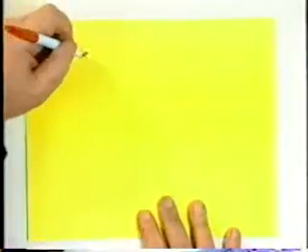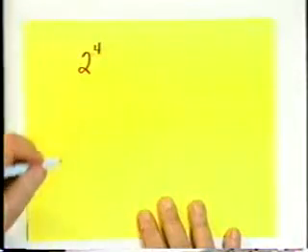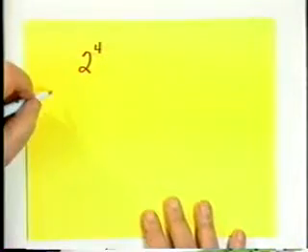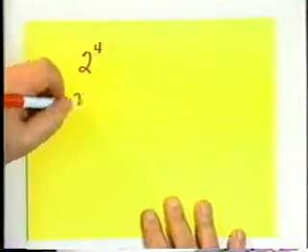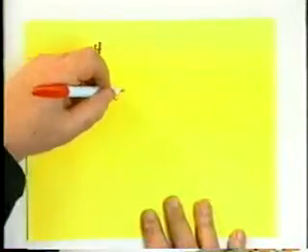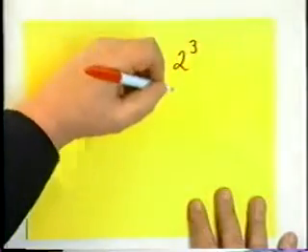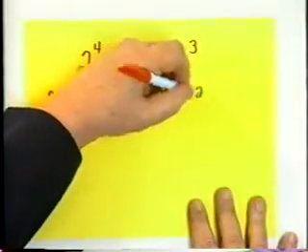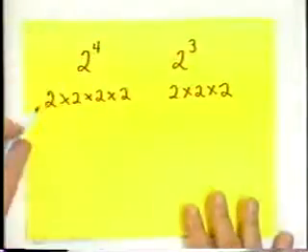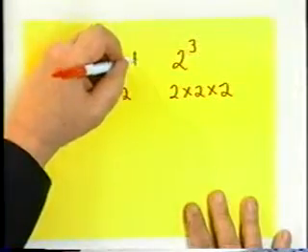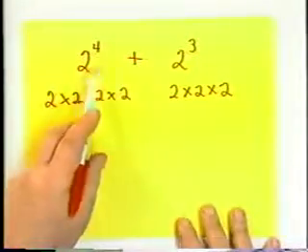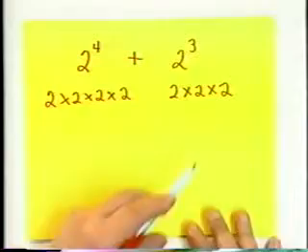For example, what did we do last time? We talked about 2 to the 4th power, didn't we? And that meant what? 2 times 2 times 2 times 2. And what would 2 to the 3rd power mean? 2 to the 3rd power would mean 2 times 2 times 2. Now suppose I wanted to combine these two by adding them. I'd say 2 to the 4th power plus 2 to the 3rd power.